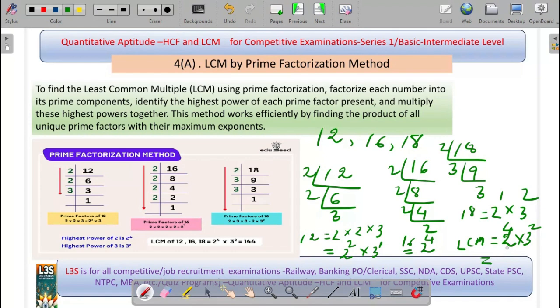So 2 to the power 4 means 16, into 9. So 16 into 9 is equal to 144. So this is how we find the LCM by the prime factorization method.